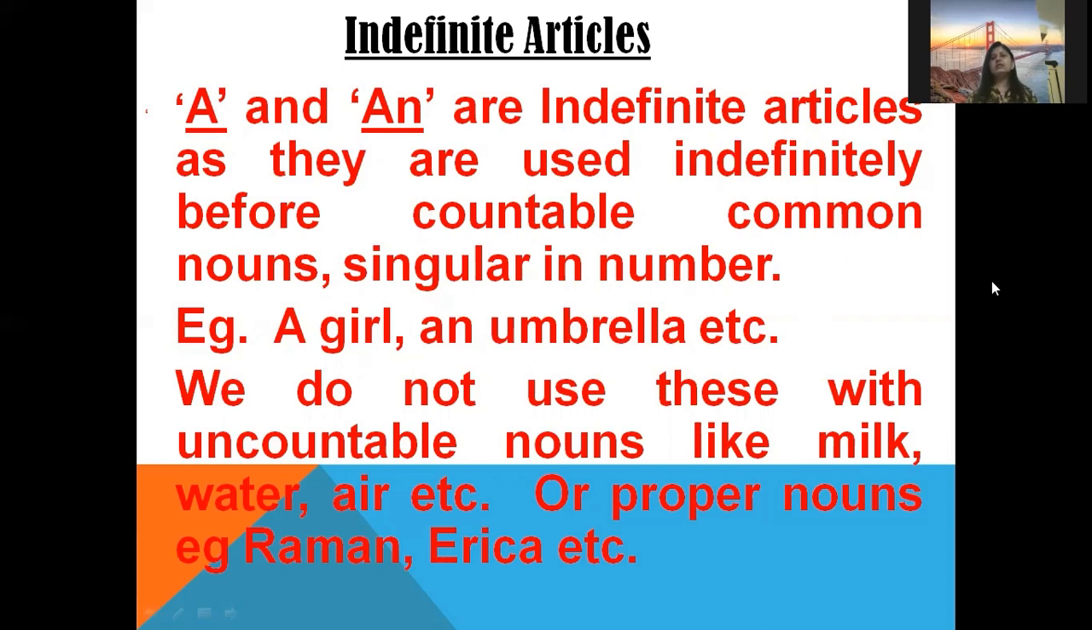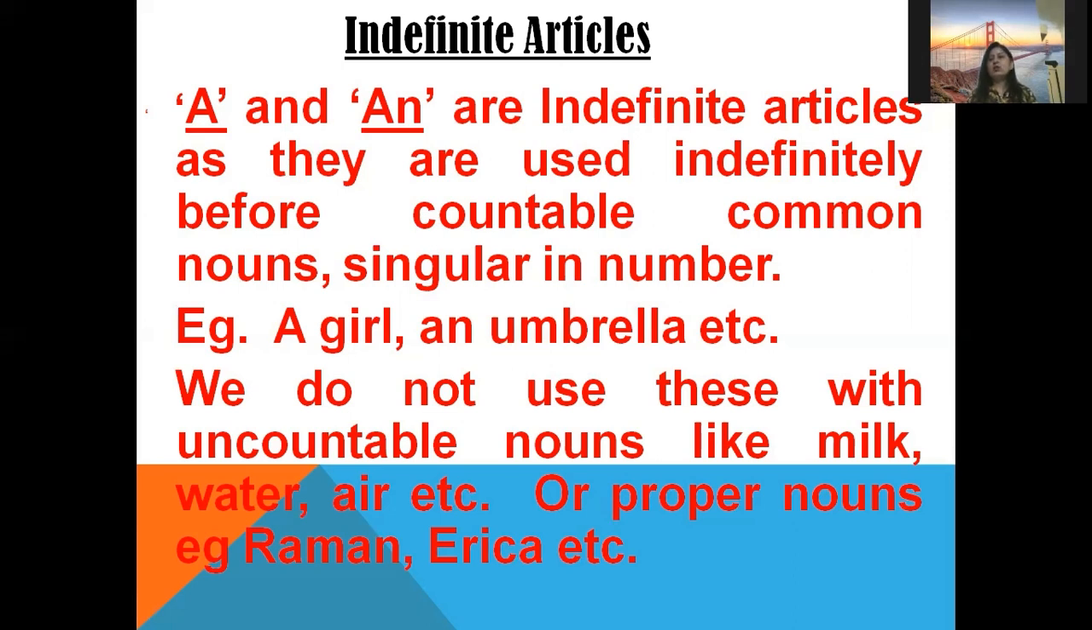We cannot use these articles for uncountable nouns like milk or water or air. We cannot say a milk, a water, or an air. So we use these for countable nouns only. And we cannot use these for proper nouns either. Like Raman and Erika are proper nouns which are names of persons. So we cannot say a Raman or an Erika. So the noun should be countable, common, and single in number. For that, we use the articles a or an.